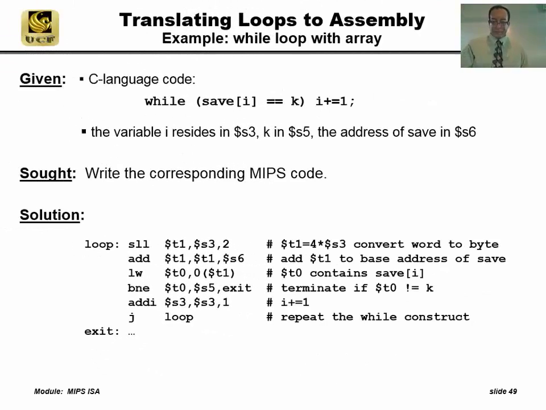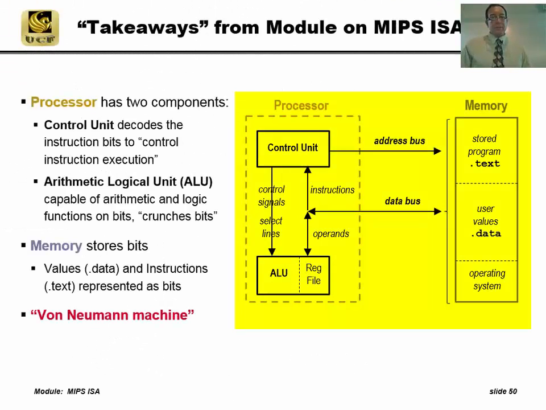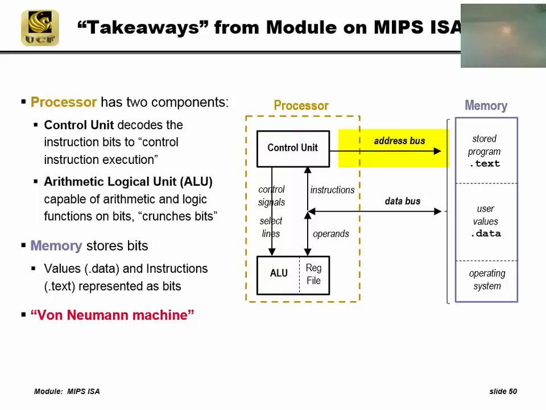And we're done with this module. This is showing, again, the abstraction. We looked inside these. We saw bits on the address bus. We saw bits on the data bus. And instructions, we'll talk more about this in the next module.